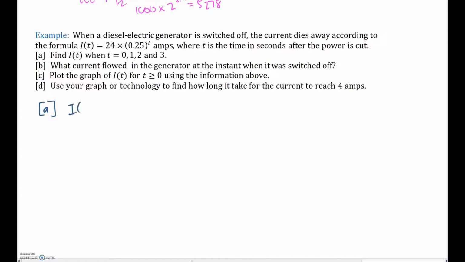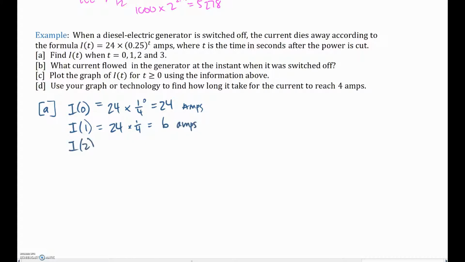So at I of 0, I'm going to try to be a little better at this today. 24 times a quarter to the 0, which is 24 amps, right? And then they say, can you do it for 1? And I say, sure. 24 times 1/4 to the 1 is 6 amps. And that was 1 second later.